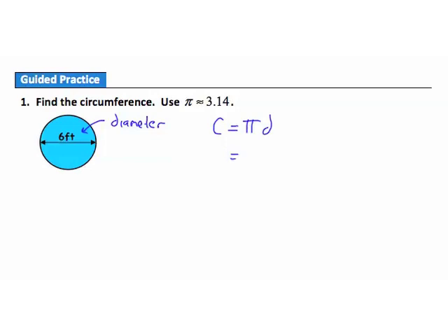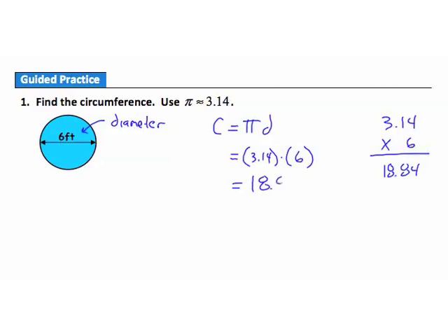Now we're just going to plug that information in. Well, we know that we're going to use 3.14 for pi, and the diameter of our circle is 6 feet. So we're going to multiply 3.14 times 6. We'll come over on some scratch work. And when we multiply 3.14 times 6, we get 18.84. And so the circumference of the circle is 18.84. And now we have to get our units of measure, which are feet. So 18.84 feet is the circumference of this circle.